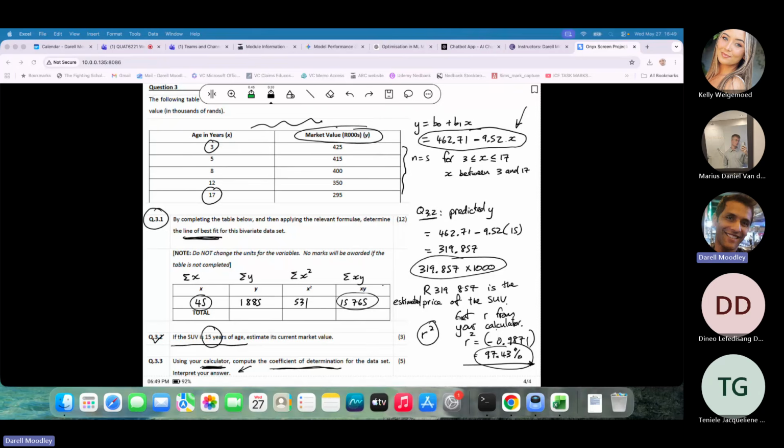But you are not going to write Y and X in your interpretation. You need to interpret it in terms of this problem. So you would say 97% of the variation of the market value of SUVs can be explained by the age. So don't use Y and X. You need to apply that to the problem. That's how you interpret that, so remember to write that down. Okay, so that's question 3. If there are no questions, please feel free to ask if you're not sure about anything.